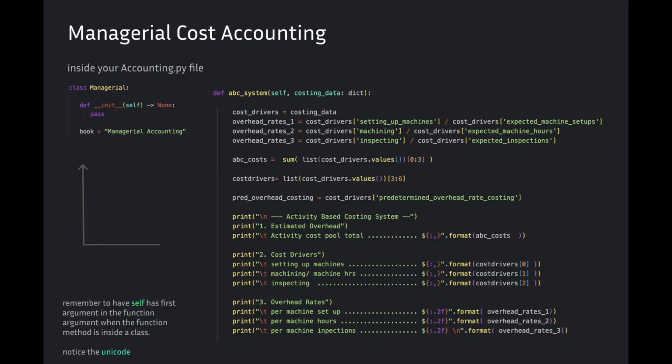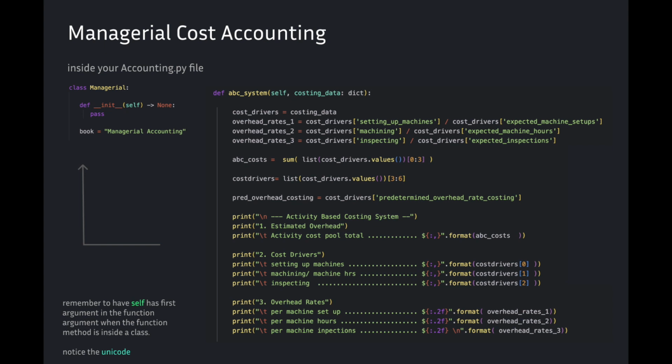We named our method ABC System, which has self and costing data as arguments. We renamed our dictionary cost_drivers from costing data. Overhead rates 1 variable is setting up machines divided by expected machine setups. Overhead rates 2 variable is machining divided by expected machine hours. Overhead rates 3 variable is inspecting divided by expected inspections.